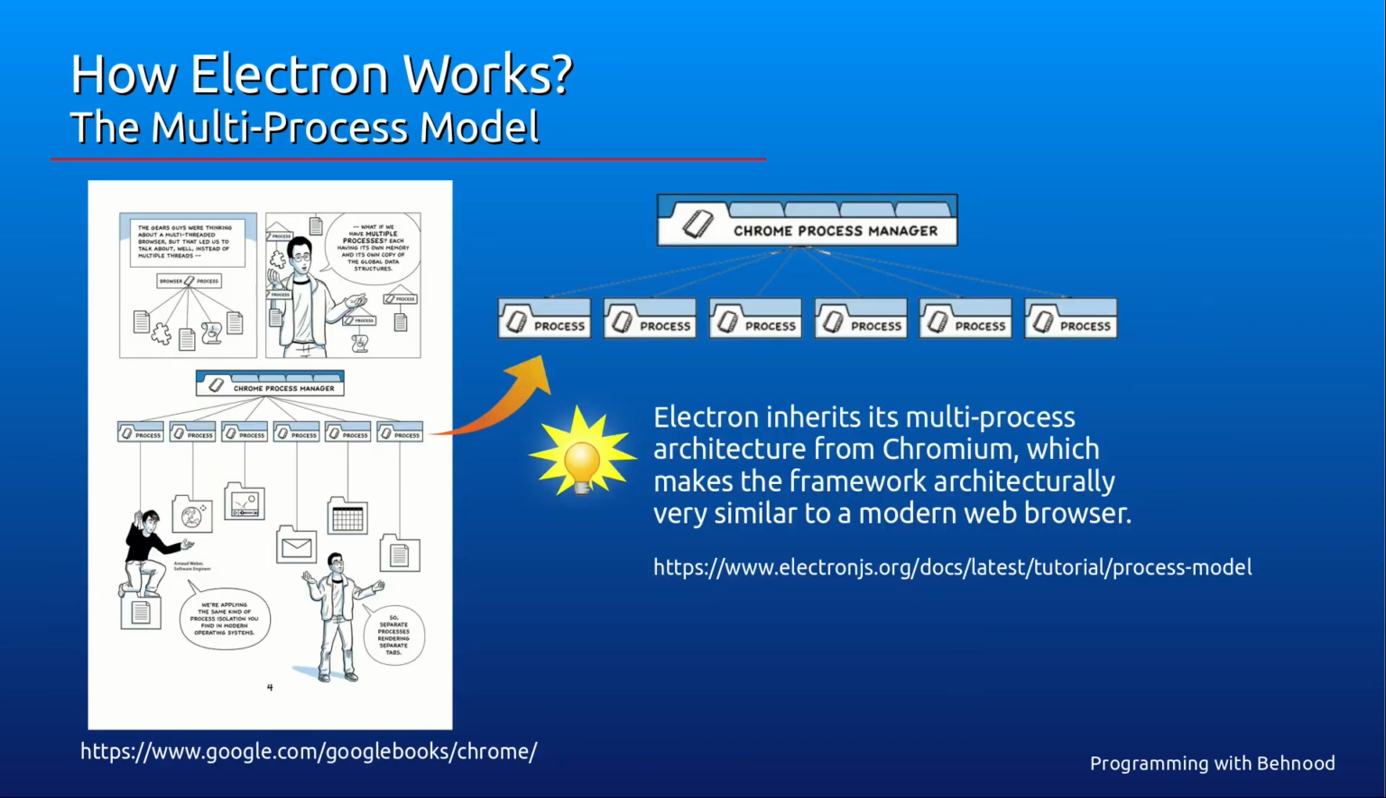So how Electron works. As I mentioned earlier, Electron is based on Chromium rendering engine, and because of this, Electron inherits its multi-process architecture from Chromium, which makes the framework architecturally very similar to a modern web browser. So basically, Electron has the same functionality as the browser.